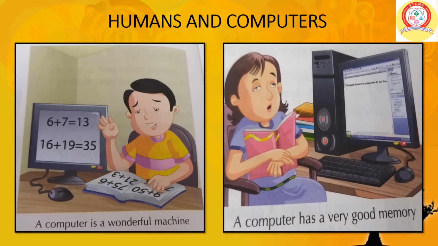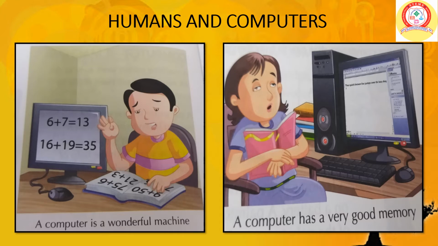Humans and computers. A computer is a wonderful machine. A computer can do many things that we can do. So, are computers different from humans in any way, students? Let us find out. A computer can work very fast, but a human being cannot work as fast as a computer. A computer does not make any mistake, but a human can make mistakes. A computer never gets tired, but a human can get tired after some time. A computer can do the same work over and over again. It never gets bored, but humans may sometimes get bored doing the same kind of work over and over again.